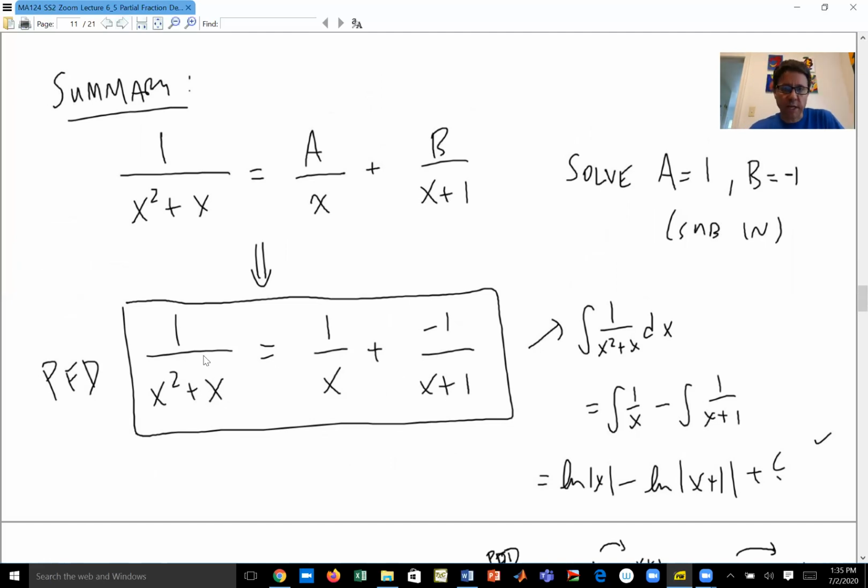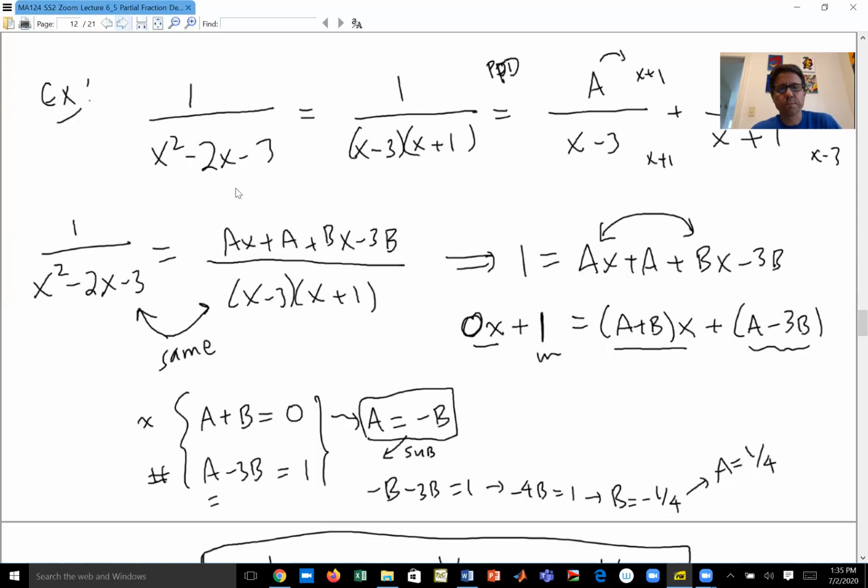And once again, if we wanted to integrate the left side, we could just integrate the right side and get these two natural logs out of it. Pretty straightforward.